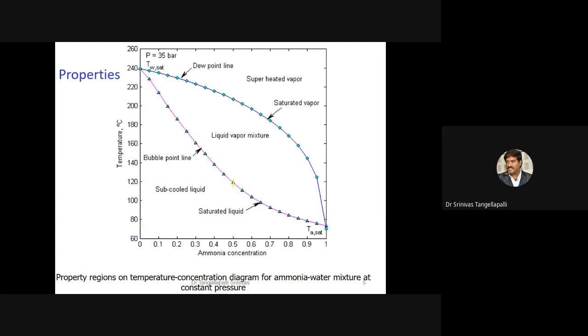At 0.5, as an example, the phase change starts at approximately 120 degrees centigrade and completes at around 215 degrees centigrade. So 120 degrees centigrade is the bubble point temperature, and 215 degrees centigrade is the dew point temperature. If the pressure is increased or decreased, these curves will change.